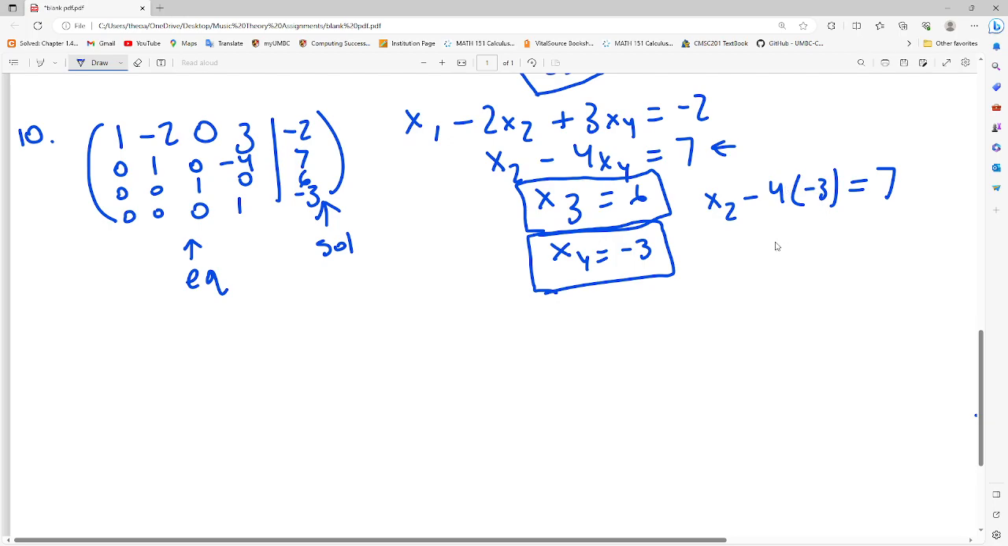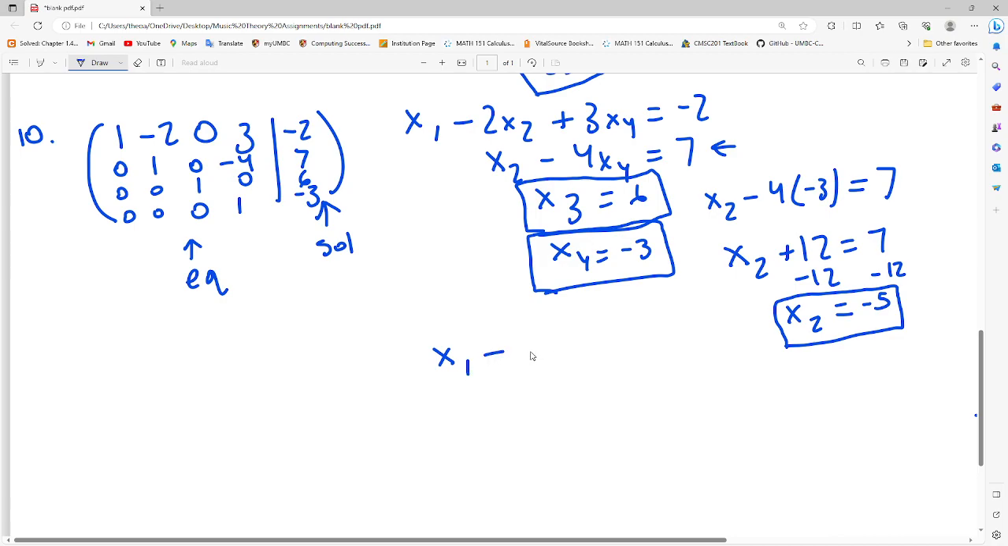-4 times -3 is 12, because a negative times a negative is a positive. So we get x2 plus 12 equals 7. We're going to subtract 12 from both sides. And then x2 is going to be equal to -5. We have x2, x3, x4. We just need x1. x1 minus 2 times x2, which we established was -5, plus 3 times x4, which we established is -3, and that all equals -2.